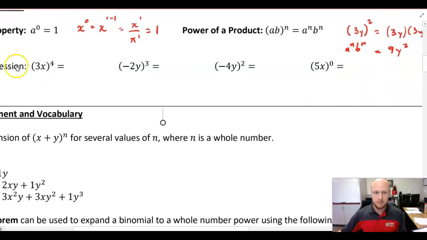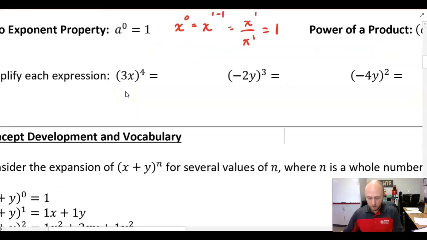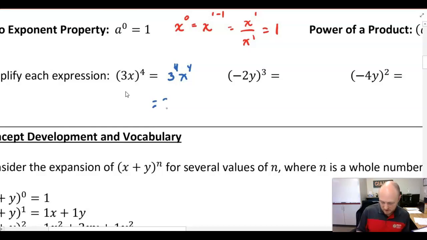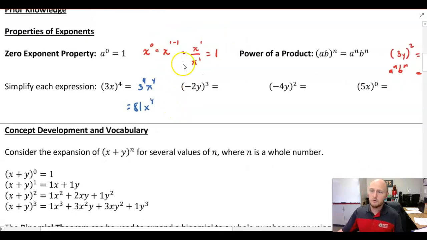Okay, so using these ideas, I want to go ahead and try some of these. I'll do the first example with you, and then these will be your practice ones that I'll have you go ahead and work through. But I want to simplify each of these expressions. So 3x to the power of 4. Again, using the power of a product, I'm going to apply that power to both the coefficient, 3 to the 4th, times x to the power of 4. 3 to the 4th, it's like 9 times 9, right? 3 squared times 3 squared. So this is 81x to the power of 4. Okay, so go ahead, try these three, and then when I unpause the video, you'll see the answers here. All right, pause me now, try these.